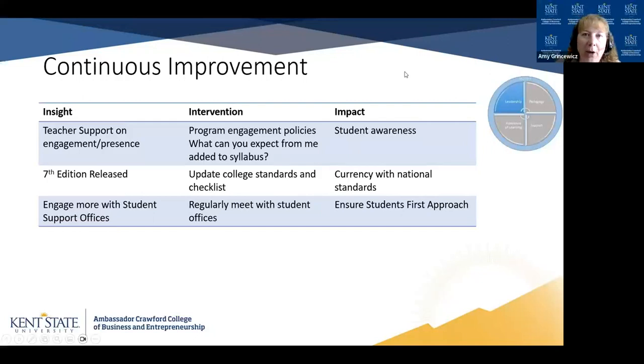And this all goes back to our continuous improvement with our leadership. We are constantly busy, we're constantly changing. One of the things I just did last week was update all of our college design standards for the 7th edition rubric, and how the checklist that we use needs to be updated to reflect those changes. So we're always making sure that we're staying current.